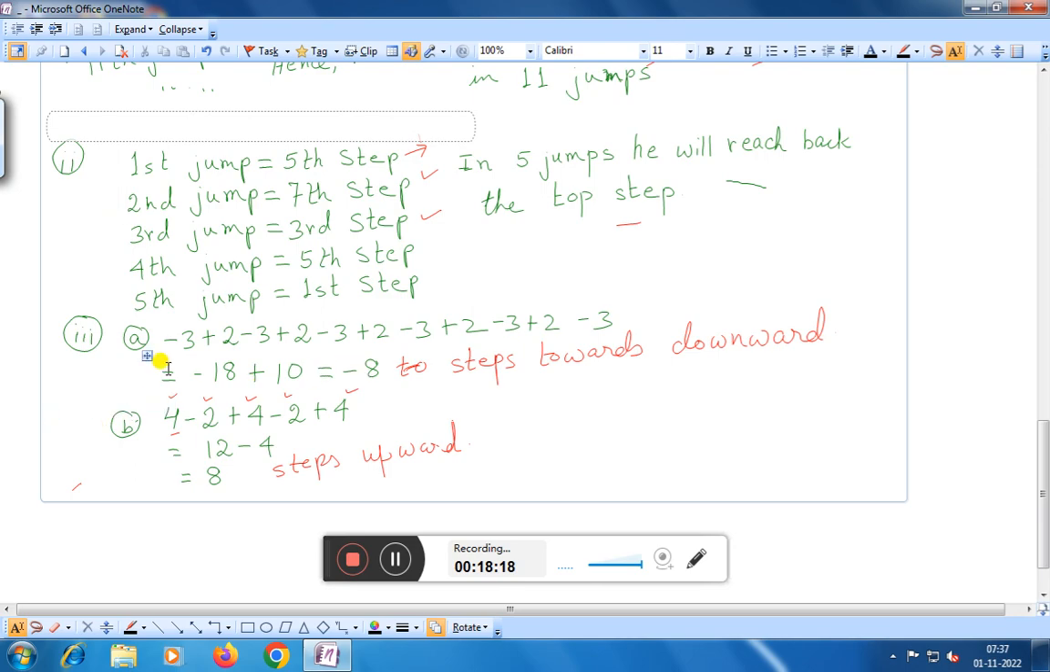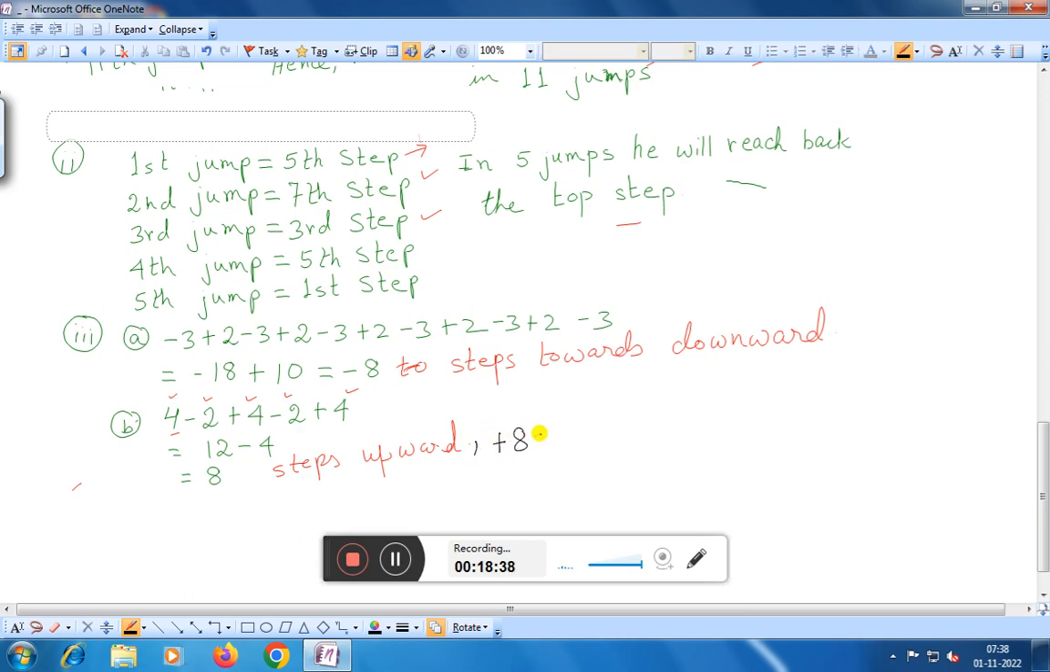And question number 3 is A, that is minus 8. Minus 8 means 8 steps towards downward, and this is plus 8 steps. Plus 8 steps means 8 steps upward, right? That is the solution of question number 10.